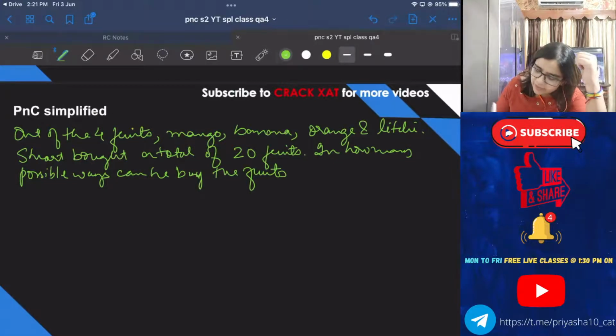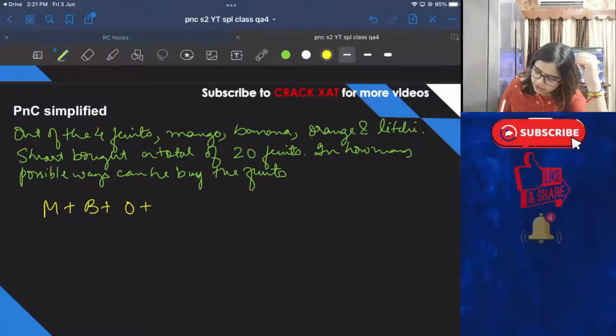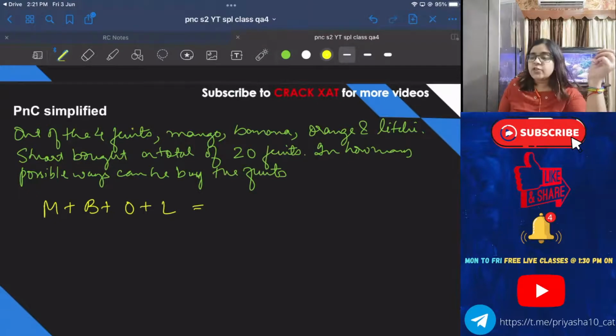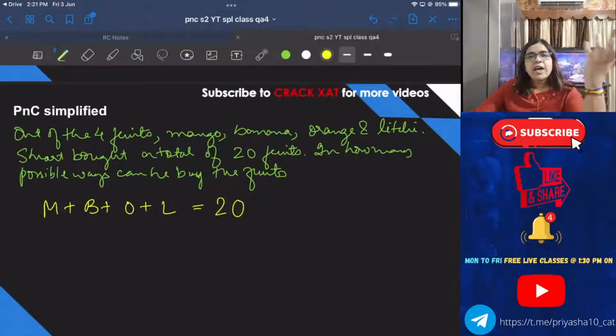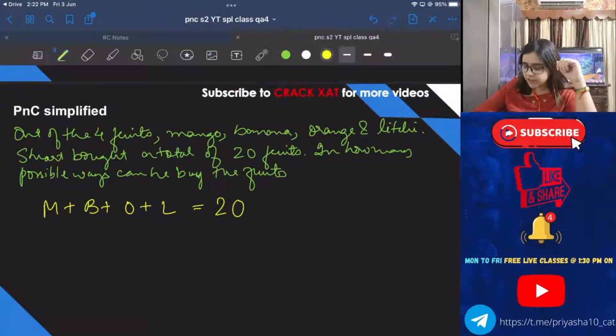The number of variables we have is 4. Mango plus banana plus orange plus lychee. And the total fruits I got is 20. I have simplified the question already for you people.